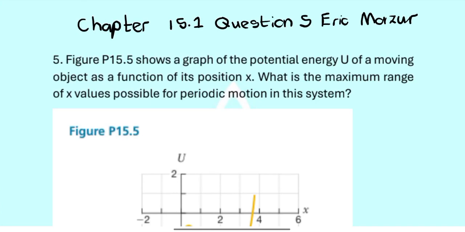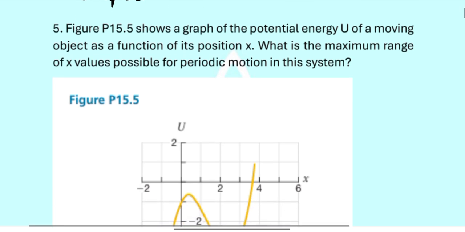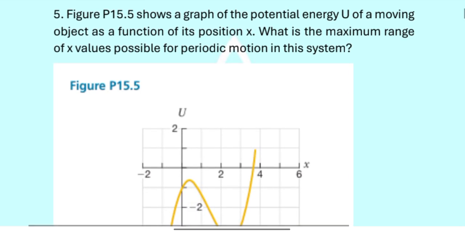Let's go over this example question, which is question 5 from the Eric Mazur textbook under the topic for periodic motion 15.1. Figure 15.5 shows a graph of the potential energy of a moving object as a function of its position x. What is the maximum range of x values possible for periodic motion in this system?